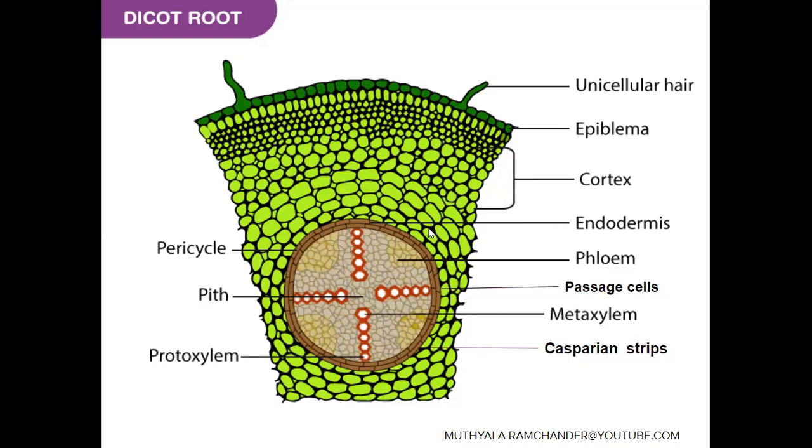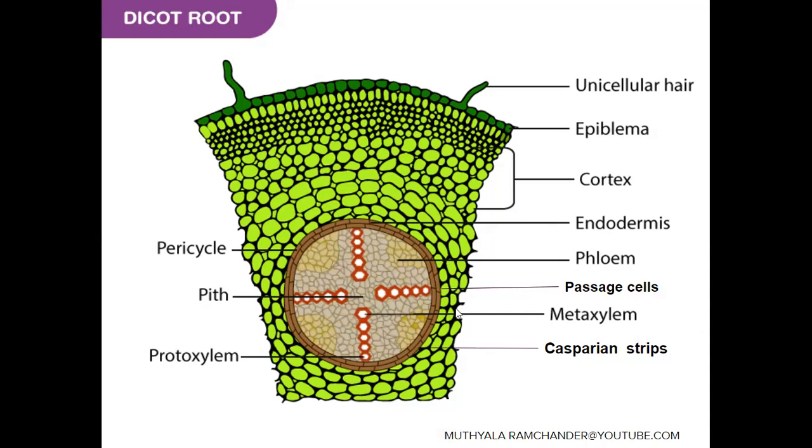Beneath the cortex, stele is present at the center region of the dicot root. It looks like a siphon-like structure, and this part is called stele. It is surrounded by two boundary layers of cells: one is endodermis, second one is pericycle. Endodermis is made of rectangular parenchyma cells. All endodermal cells are filled with starch food material, so the endodermis is also called starch layer.